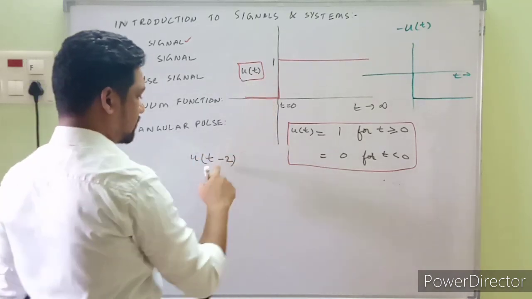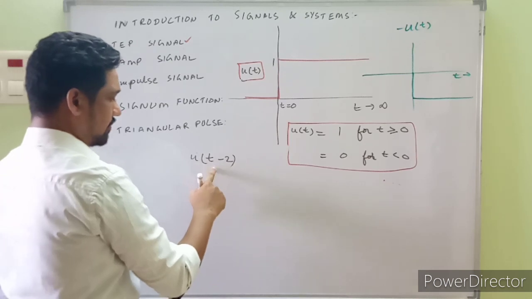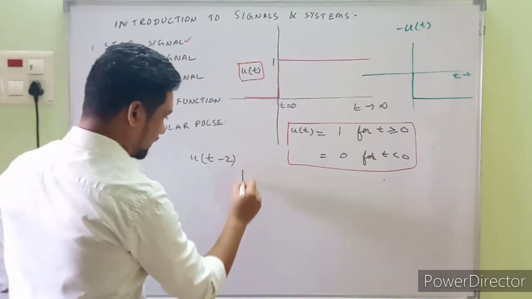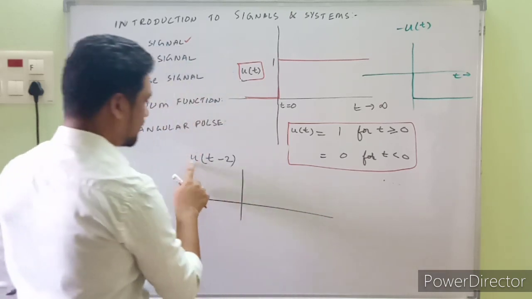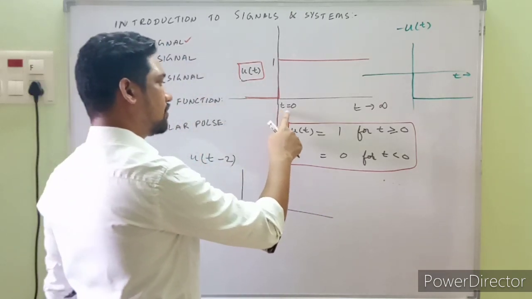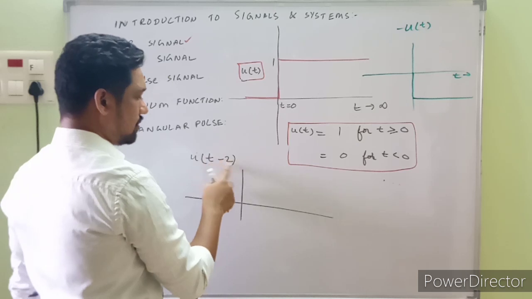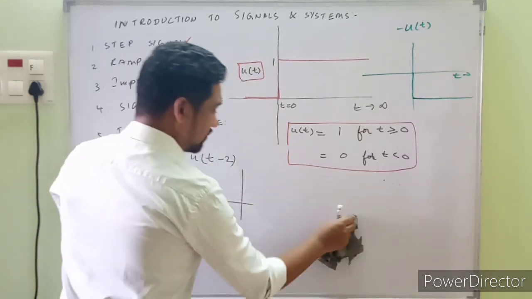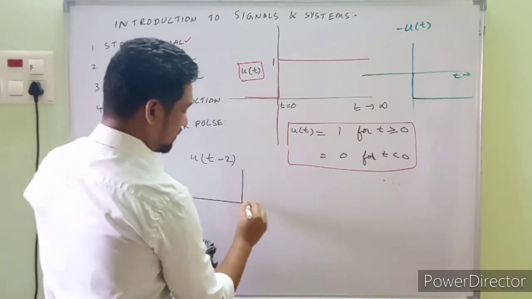It's u of t, it's u of t minus 2. Now this is an important one, a keen observation please. If it's simply u of t, it starts commencing from t equal to 0. If it's t minus 2, 2 units are removed. It's delayed for 2 units. In the sense, it doesn't commence from t equal to 0.